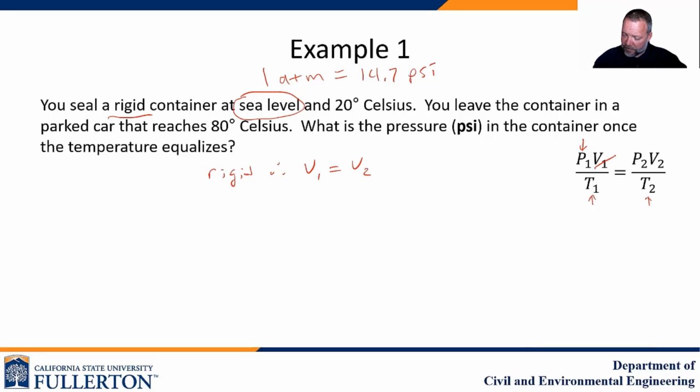So essentially, we can cross V1 and V2 out of our equation here. And what we want to find is P2. So our overall goal, what is P2? What's the pressure after we equilibrate our temperature? Okay, so first thing we want to do is make sure all of our units are consistent. So we have our pressure in PSI, 14.7 PSI is P1.